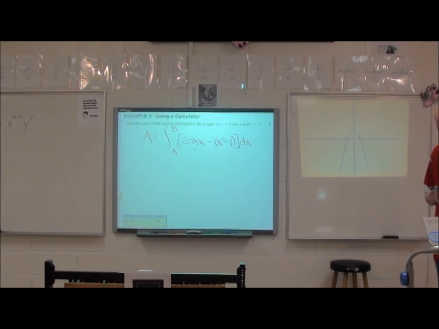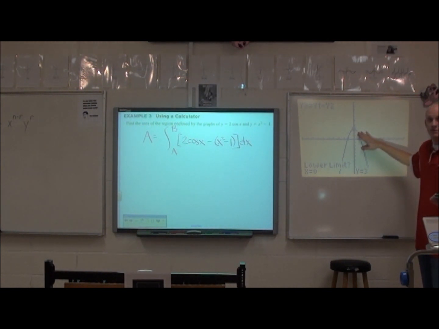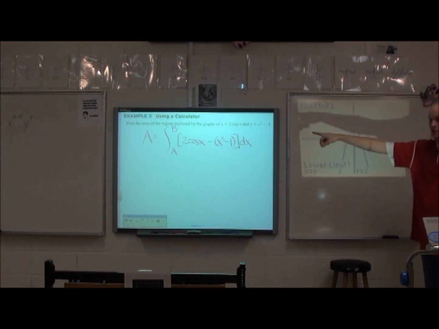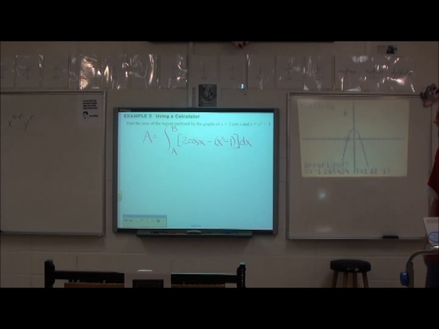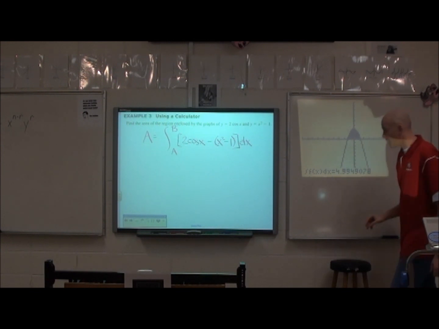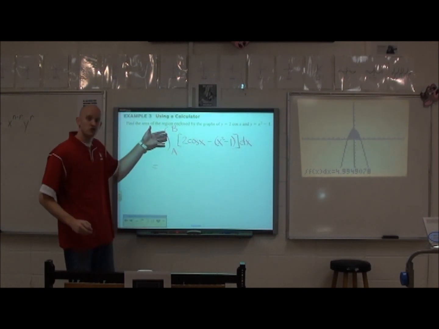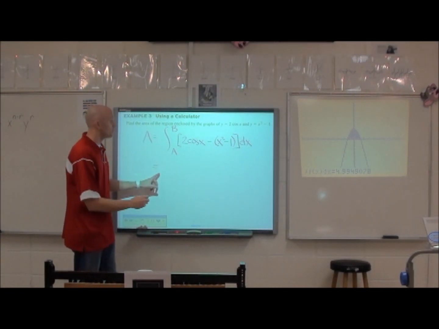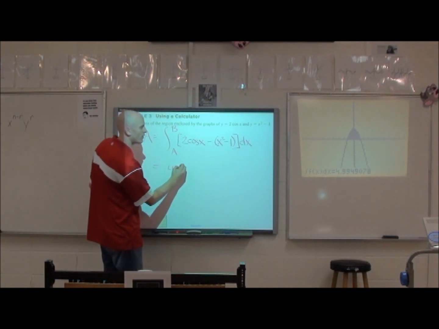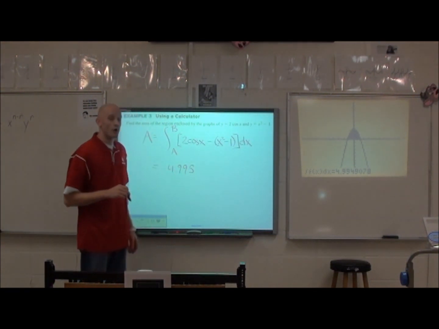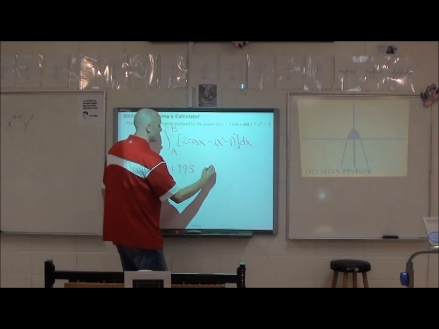So, doing so, we can go second calculate and go to our number 7, which is the definite integral. It asks for the lower limit. Our lower limit we have stored in alpha A, or letter A. Our upper limit we have stored in letter B. And it will give us the actual value here. So, if it's calculator active, as long as you show this, you are fine. You would say that the area is 4.995. That is rounded to 3 decimal places. That is units squared.